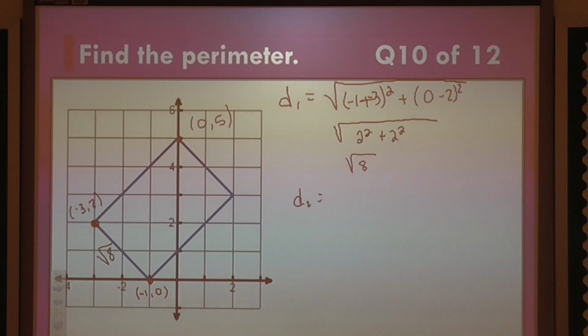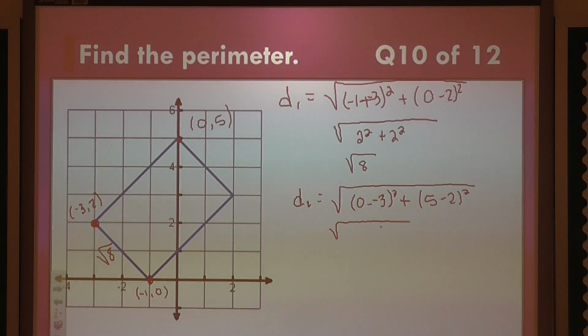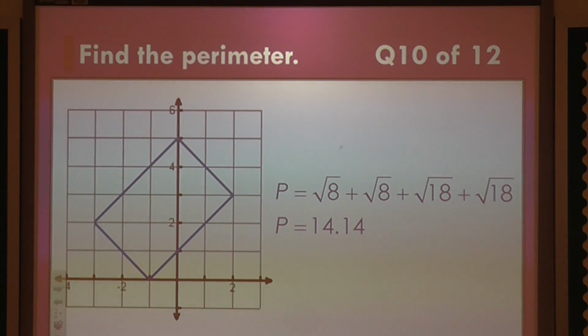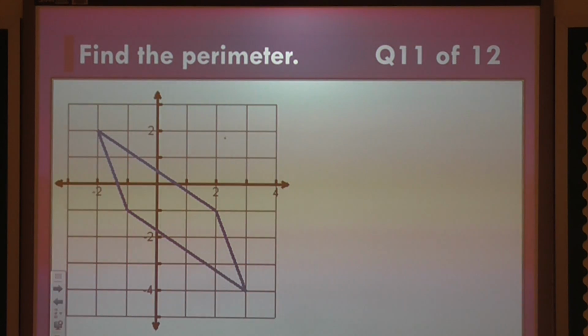Then I've got to figure out my other distance. So we're going to say x sub 2 minus x sub 1, so 0 minus -3 squared plus y sub 2 minus y sub 1, 5 minus 2 squared, square root of 3 squared plus 3 squared, which is the square root of 9 plus 9, which is the square root of 18. So the length here is the square root of 18. All right, so I did the square root of 8, which was right here, and the square root of 18. So the square root of 8 plus the square root of 8, those two, plus the square root of 18 plus the square root of 18, stick it all in the calculator and get 14.14.